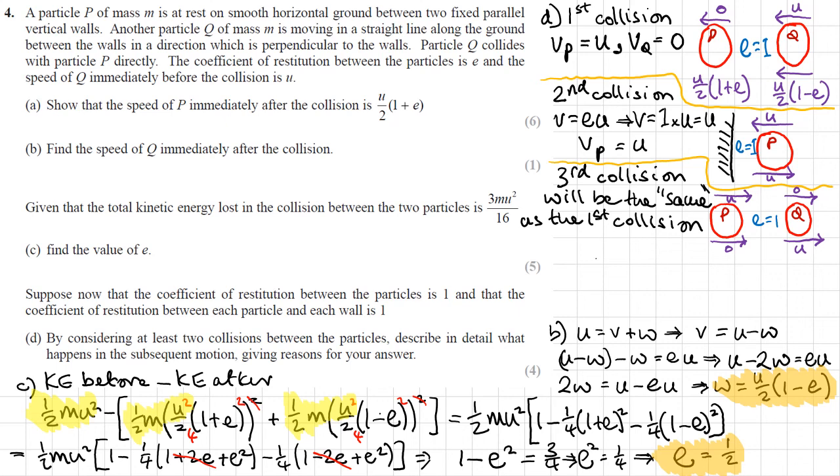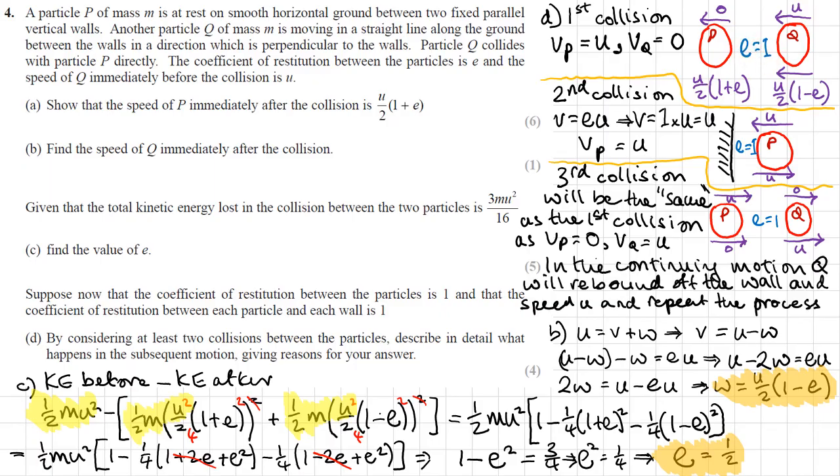as the velocity of P will end up as 0, and then the velocity of Q will end up as u. So you can see I've got the same type of thing as I had here, but the opposite way around, and then Q will hit the other parallel wall at u, rebound at u, and then we're back to this first setup again. So I've tried to explain, I don't know if I've done it particularly well. In continuing the motion, Q will rebound off the wall at speed u, and repeat the process.